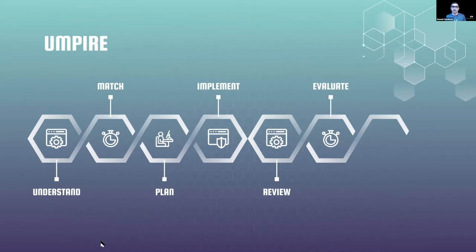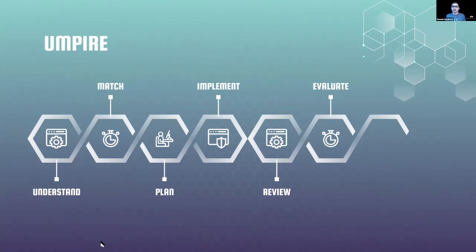Umpire stands for understand, match, implement, review, and evaluate. To go over each step, I'll give you an example so you can understand what they do. Let's say you're given the two-sum problem, where you're given an array and a value, and you want to see which two values in this array add up to equal the value passed in.